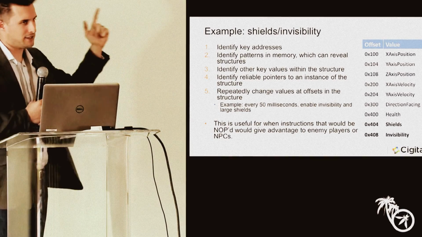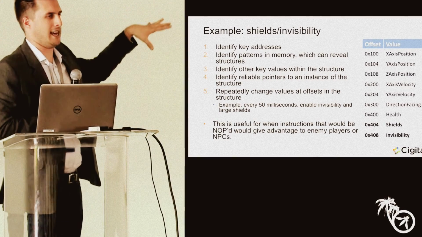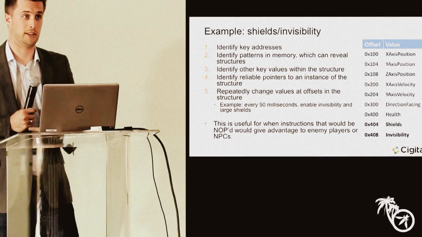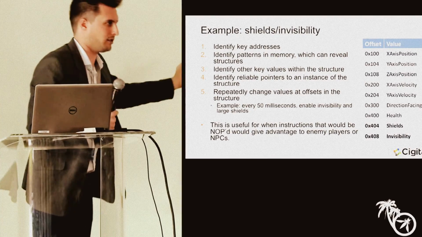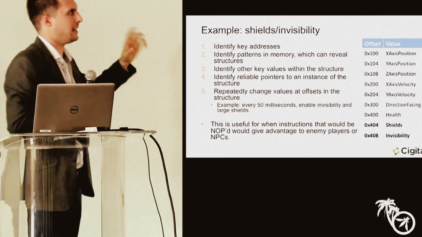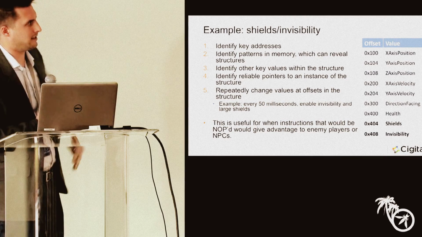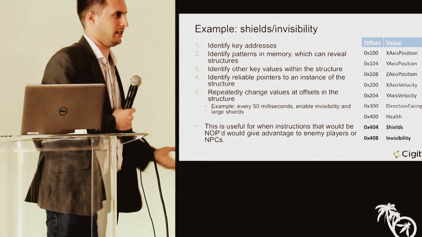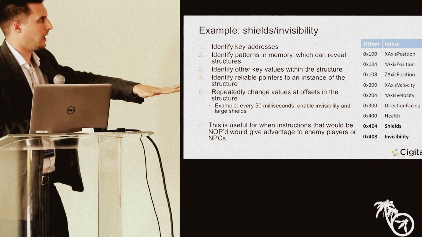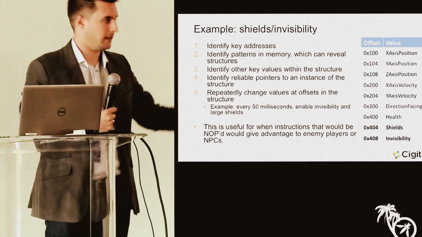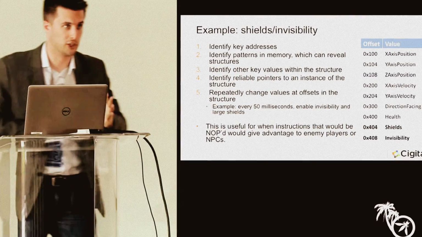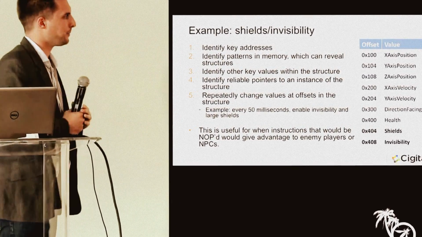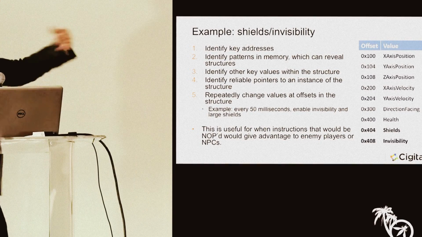So in these situations, what you want to do is identify key addresses, and then identify patterns in memory that can reveal structures, such as the player structure, or the bear structure, or whatever structure. And then identify certain offsets that you might see, such as their x-axis position, the y, the z, where in the map they are, and how fast they're going. That's what the velocity might be, or the direction they're facing. There's a bunch of things that might be contained in a single player object, such as health, shields, and visibility.